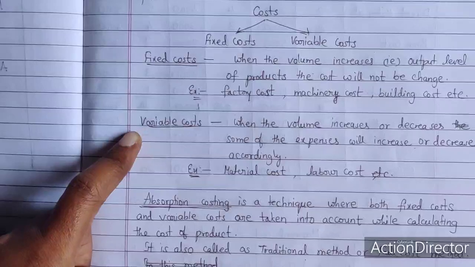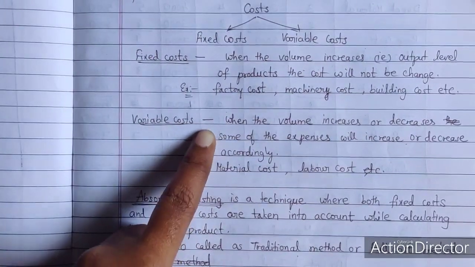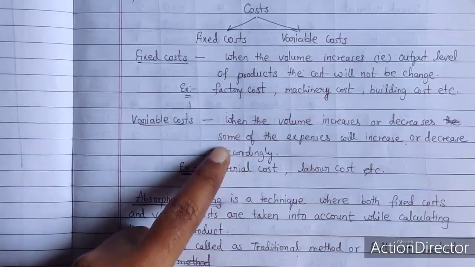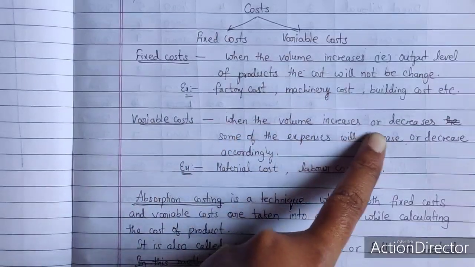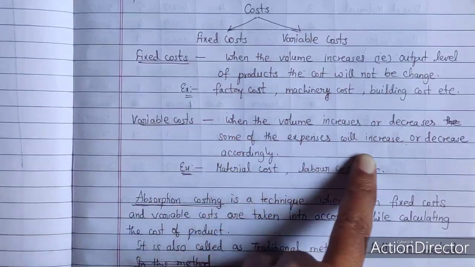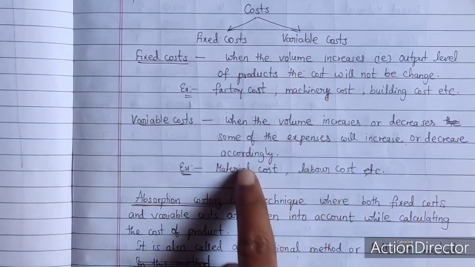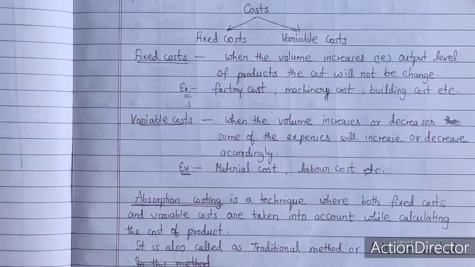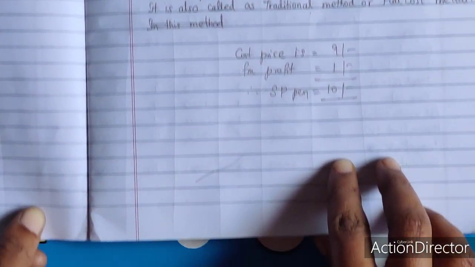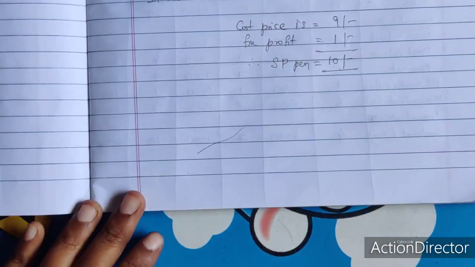The other one is variable cost. Here the cost changes according to the output level of the capacity. That means when the volume increases or decreases, some of the expenses will increase or decrease accordingly. For example, material cost, labor cost, etc. So I will show you how it varies.